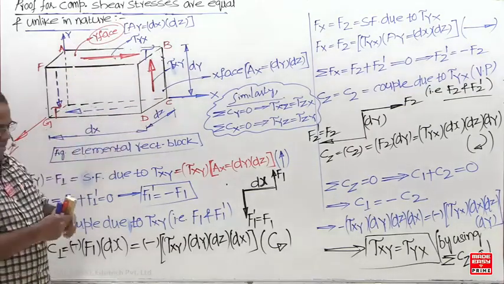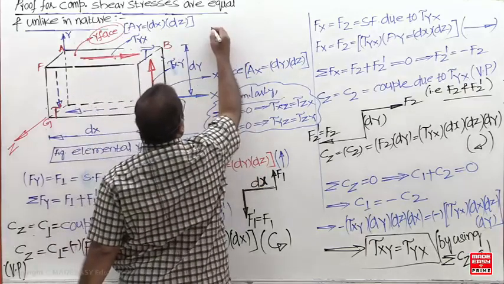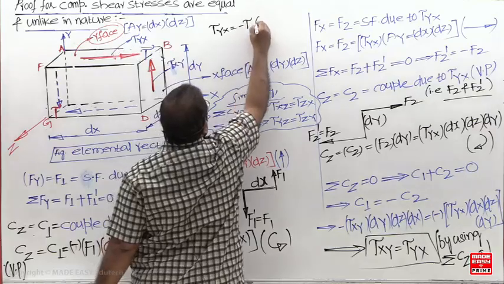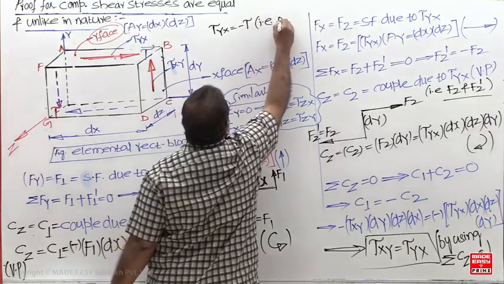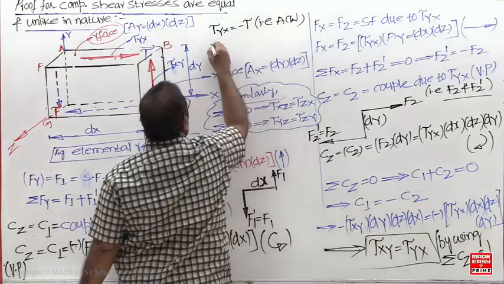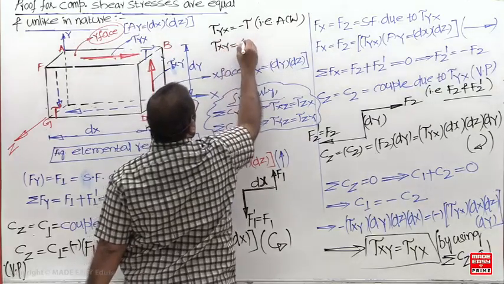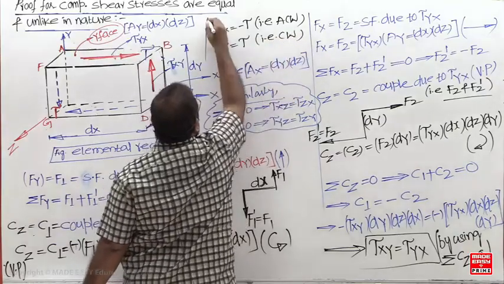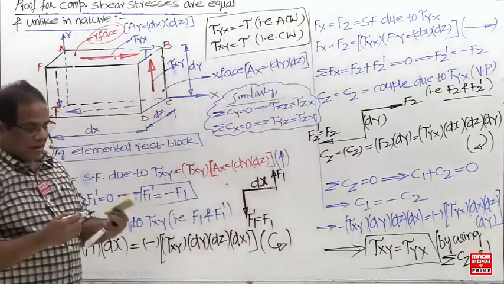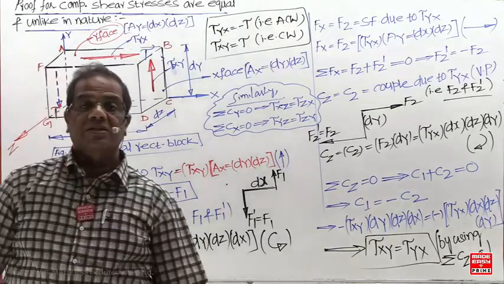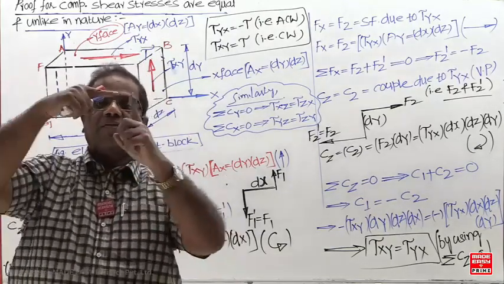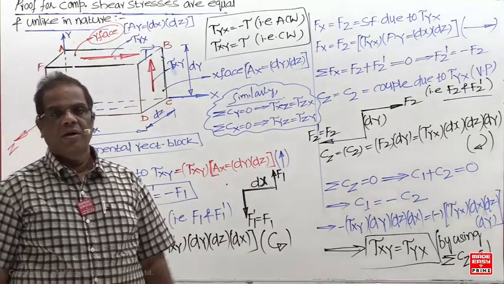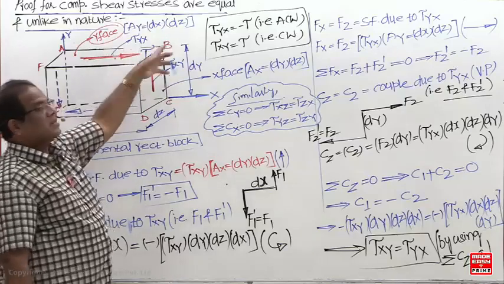This is plus now. That's why you are going to show it like this. Tau yx is equal to minus tau. So whenever you are showing the complementary shear stresses, you have to show them such that they cross each other. I mean they will form a couple in opposite direction, and at the junction there should be only one value. Only in this case the sum of the couple should be 0.